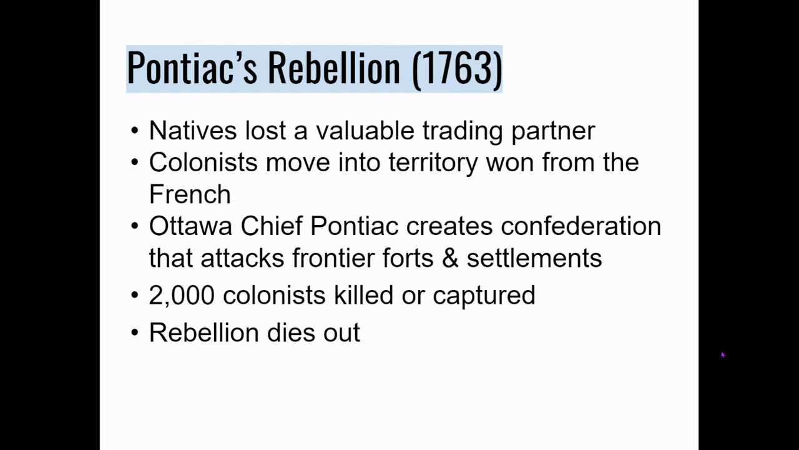This is a loose gathering of tribes to work together, and they're going to proceed to attack forts out on the frontiers, as well as other settlements. And they're going to refuse to surrender their lands to the British. There's going to be about 2,000 colonists who are killed or captured, and the rebellion will die out about 18 months in. But this is something that's making the British nervous, that here we just finished a war and now we're having more attacks by the natives because the colonists are moving into the territory.